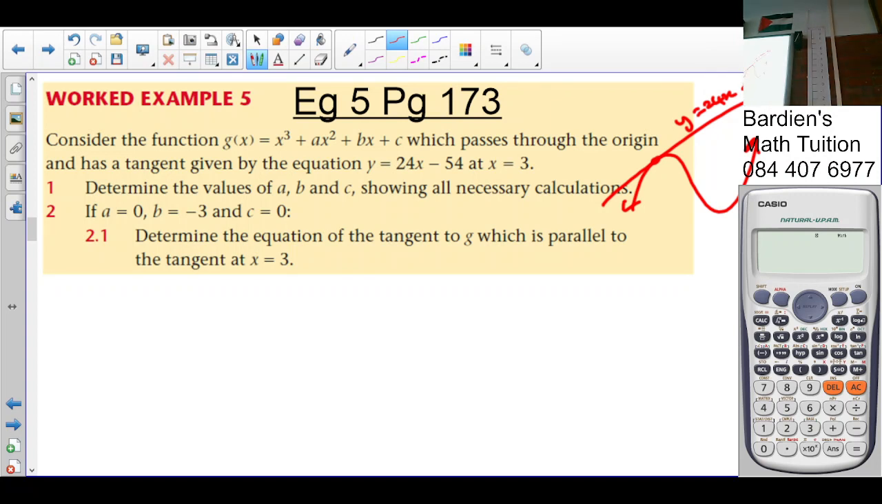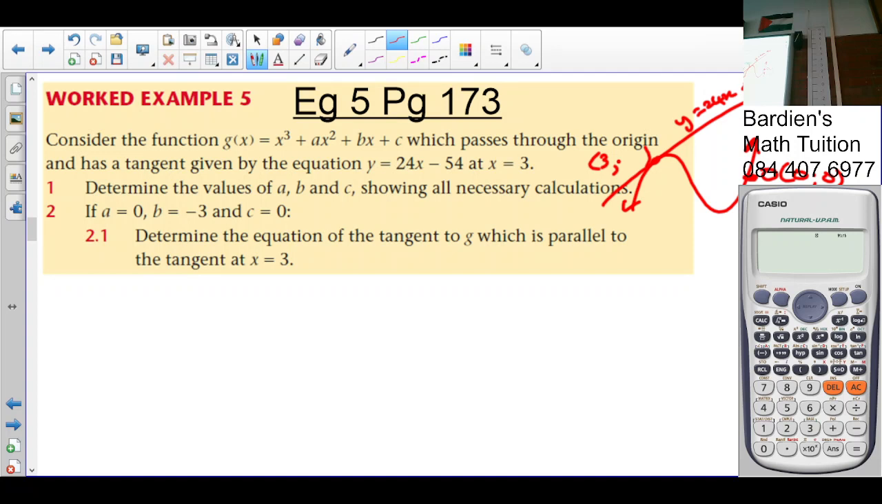Consider the function which passes through the origin. Now let's say the origin is here. It could be anywhere. It's also a point on the graph. And it has a tangent given by the equation y is equal to 24x minus 54 at an x value of 3 and some y value. That's the information given. Determine the value of a, b, and c showing all necessary calculations.